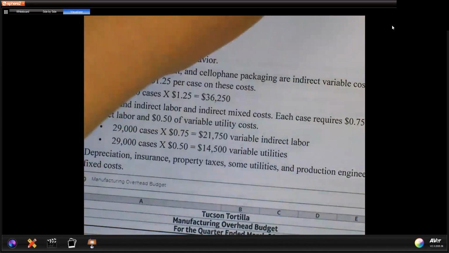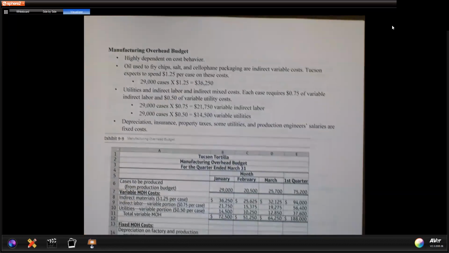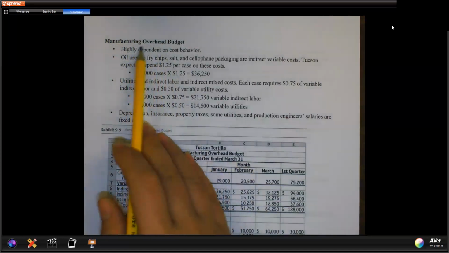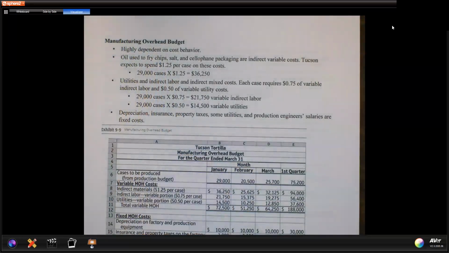Okay, so next one, we've got our manufacturing overhead budget. As I said, I'm not really going to let you do the numbers in the exam, but we go through some details so you have a better understanding. What's the manufacturing overhead? Now you should really know, right? All the manufacturing costs that are not direct labor and not direct material.